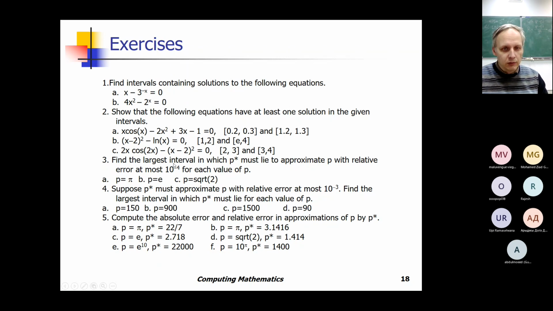Well, now we have half an hour. Let's discuss these first two exercises, and let's try to solve them. Because in the next lesson, we will consider some methods which will be related to this exercise.